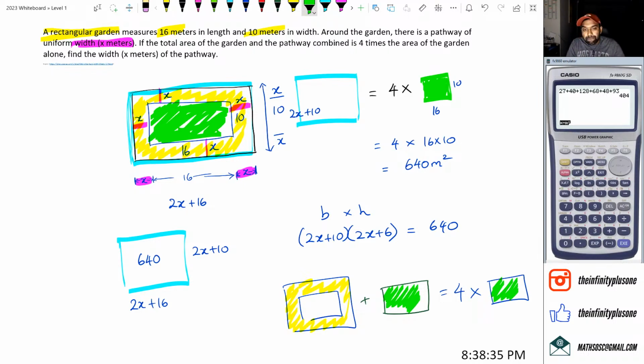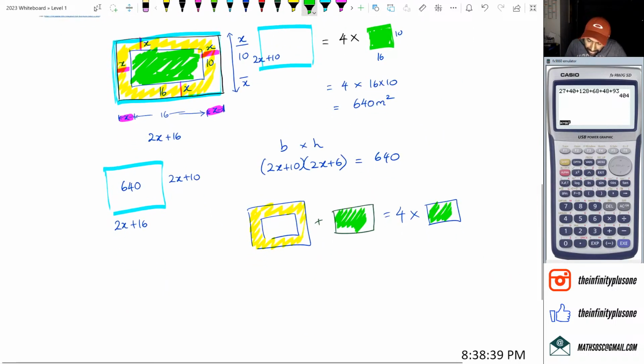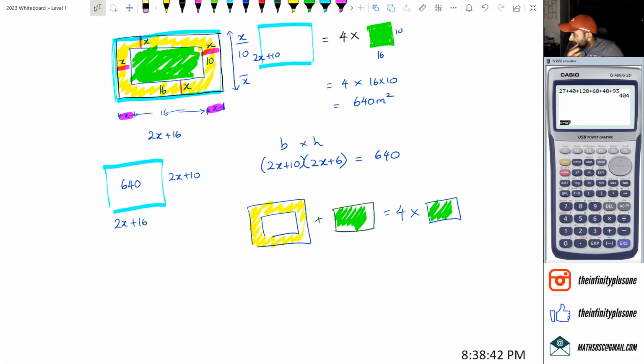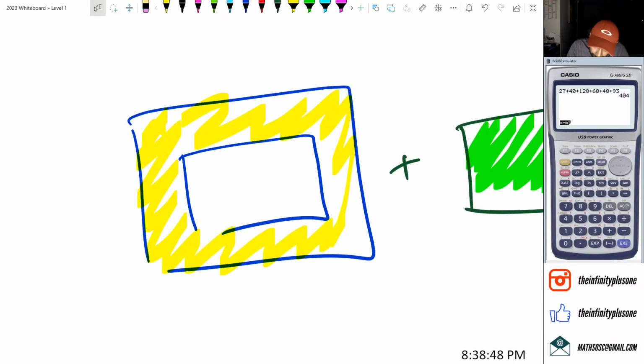It's not the area. So Tara, to go back to your question, you were asking why I added the x's on the outside. Now look at this particular diagram here. The length from here to here is 16, and remember the pathway is x wide. So that means it's going to be x wide from here to here, and it's also x from here to there, because the pathway is actually x wide.